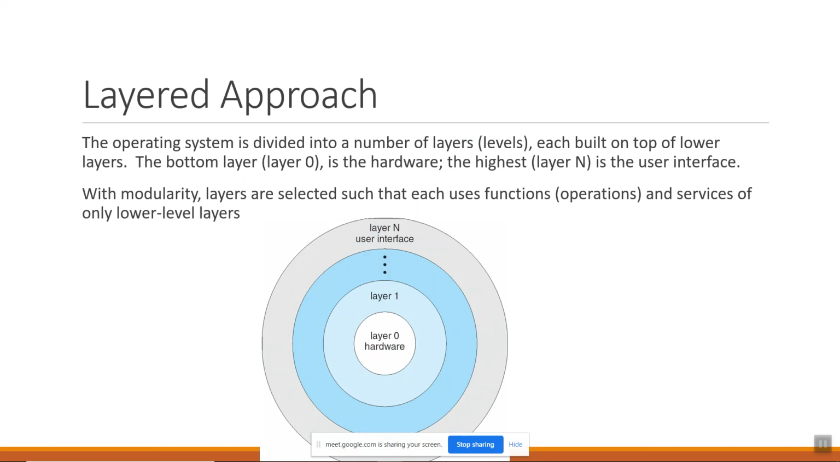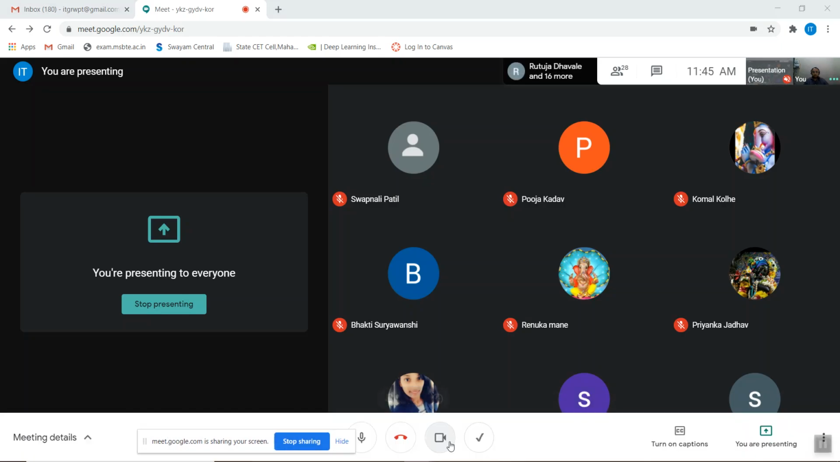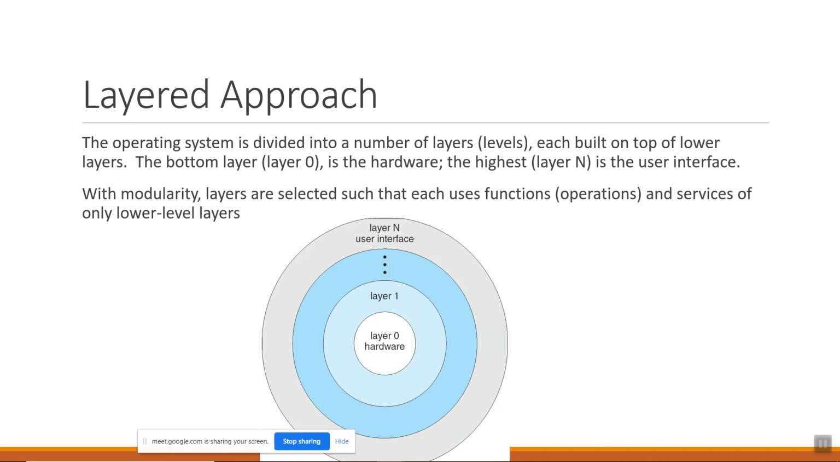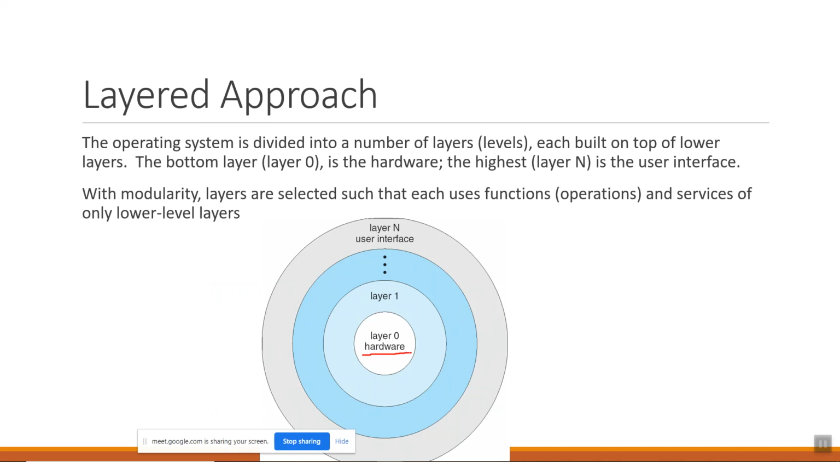This is nothing but the layered approach. We discussed the layered approach yesterday, but we have to understand what it exactly means. In the diagram you can see that the layers are divided starting from the hardware layer, which is layer 0, and as you move further, that becomes layer number 1, layer number 2, up to layer number n.